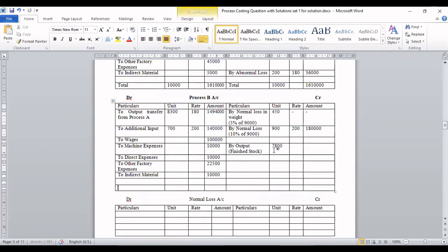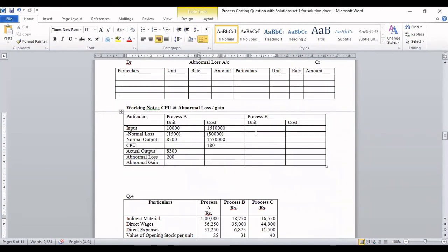So now we'll go to the working note again. By the time, just take the total of the debit side for process B, then we'll move to the working note. Done? Okay. So now here we'll replace the values. How many units have we inserted in process B? 9,000, right? 6,300 and 700, so 9,000. Now tell me, what is the cost? Total amount of the debit side, all expenses. 17,86,500. Cross check.